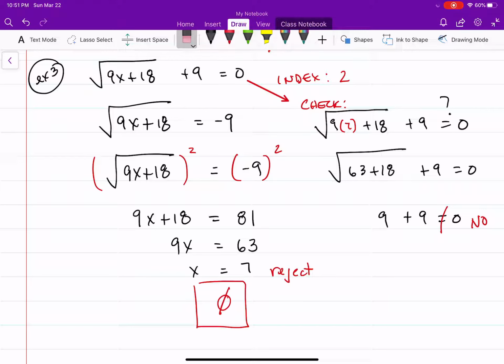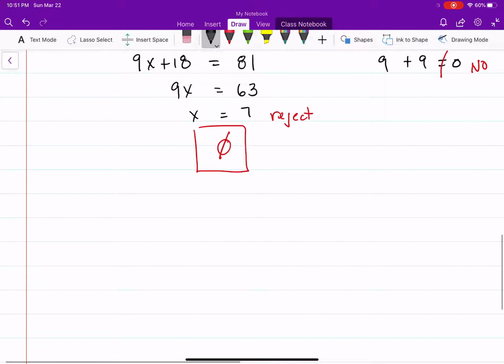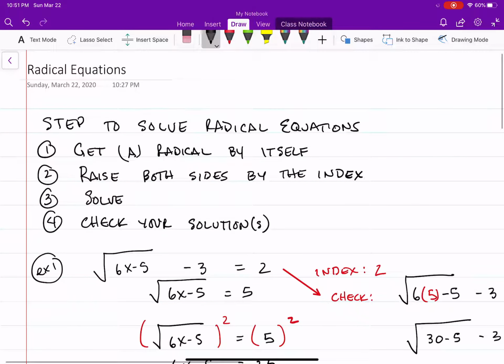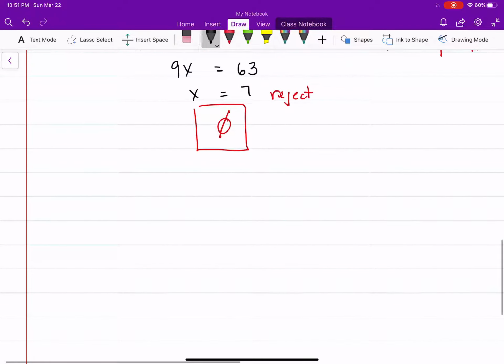So I would have known at that particular time that I have no solution and that would already have been done. But in case you forget that and you go through it and you check your answer, you're going to find that out as well. So, I said this part right here on step 1, get a radical by itself. So let's talk about what that means. So example 4 is going to be long. Example 4 is where there are going to be 2 radicals in the equation.